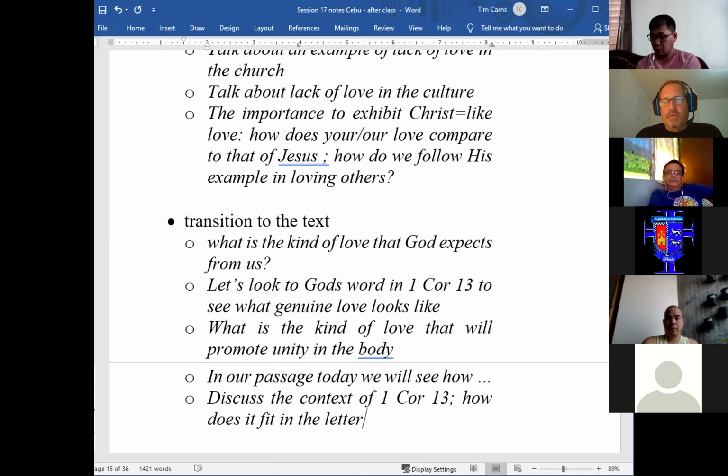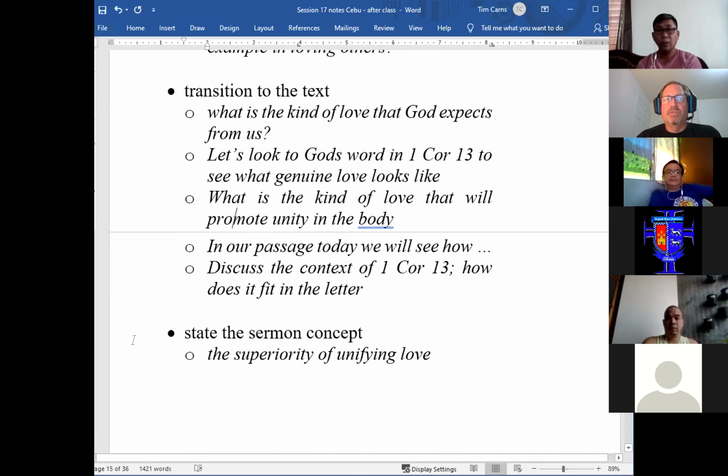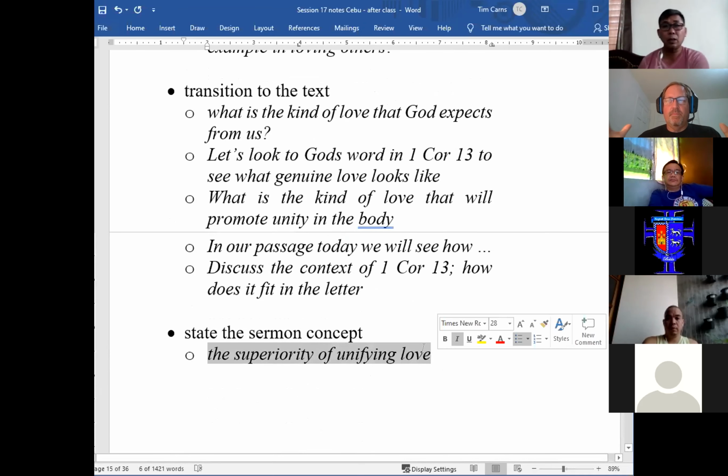So those are some different things. Again, we just have ideas we've put down, and then finally the sermon concept. You don't need to list a bunch of ideas. The sermon concept is just that statement you would come up with earlier that identifies the main point of the sermon.